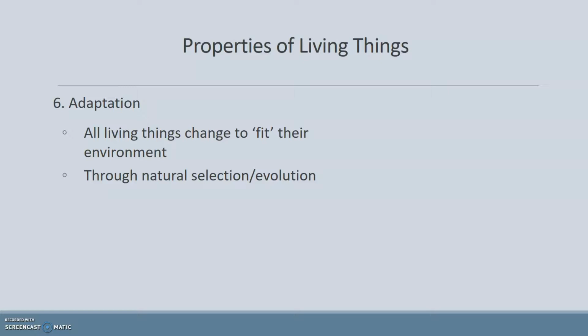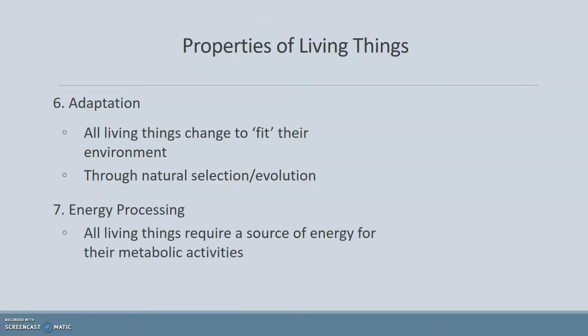In addition to those properties, all living things also have to be able to adapt or to change to fit different environmental conditions. And this occurs through a process called natural selection. This change is generally known as evolution, and natural selection is responsible for that evolution. And we're going to talk more about that later in another lecture. But that ability to change and respond to changes in your environment is an important property that all living things share. And finally, the last property all living things have is the ability to process energy.